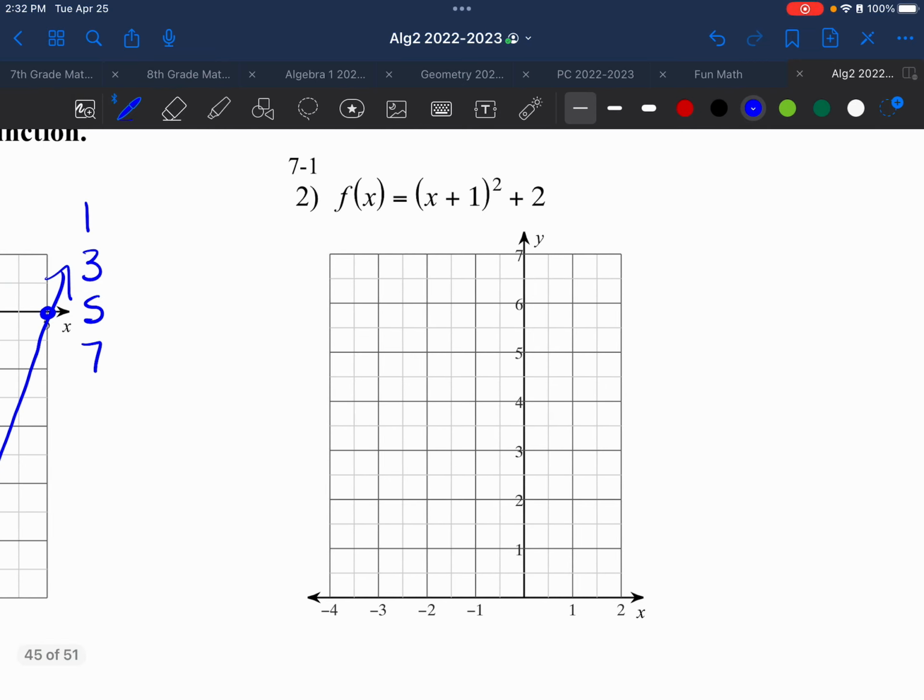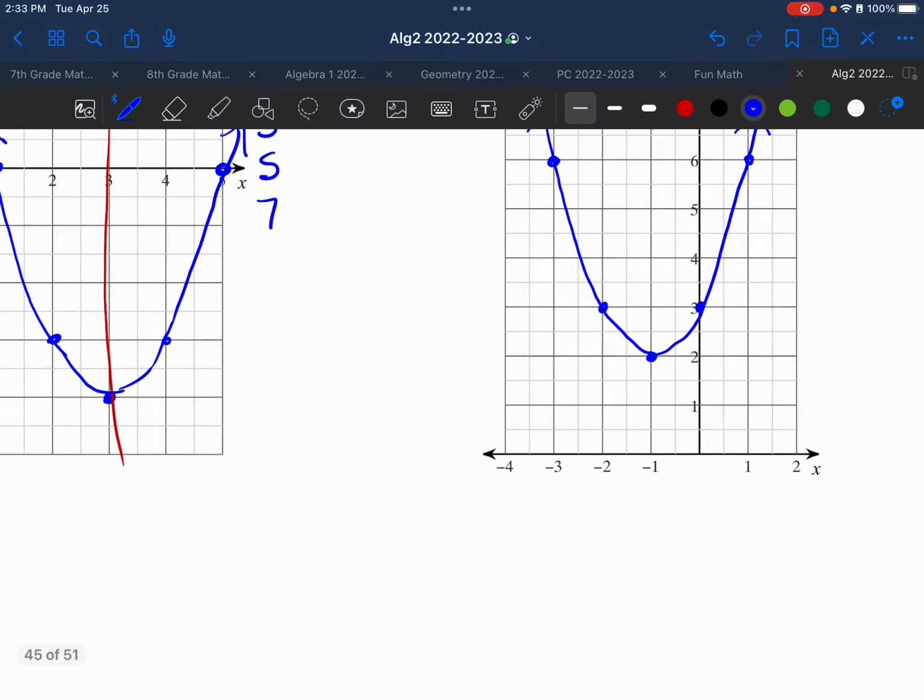Number 2, kind of the same thing. I'm going to go ahead and label this one. When I have +1 on the inside, that means I'm actually going left 1, and then this is going to be up 2. So left 1, up 2, a vertex is right here, and again, the same pattern: right 1, up 1, right 1, up 3, right 1, up 5, and I'm off the graph. Axis of symmetry, and I have my graph. So let's make our parabola. And done.